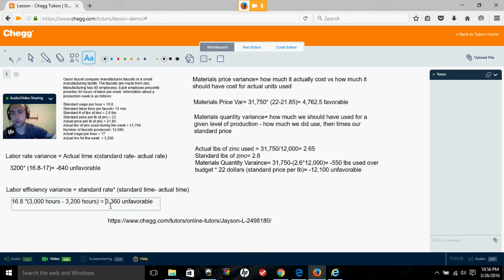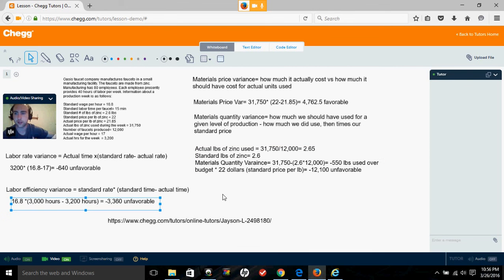Usually, variances don't have negative signs. Usually, they'll just say 640 unfavorable or 3,360 unfavorable. But I put the negative signs in so you can understand that this costs us more money. I think it's a little easier to think of it that way.